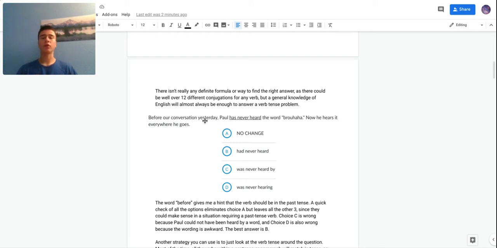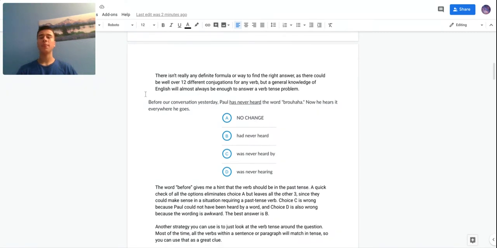Here's an example question. Before our conversation yesterday, Paul has never heard the word brouhaha. Now he hears it everywhere he goes. Paul has never heard doesn't really sound right. If we look at some clues from the sentence to figure out the main tense, it says before our conversation yesterday. That indicates to us that it should be past tense because it says before. So it's talking about how Paul never heard it in the past. If we go through all these, the only one that doesn't fit past tense is A, no change. All the others could kind of make sense.